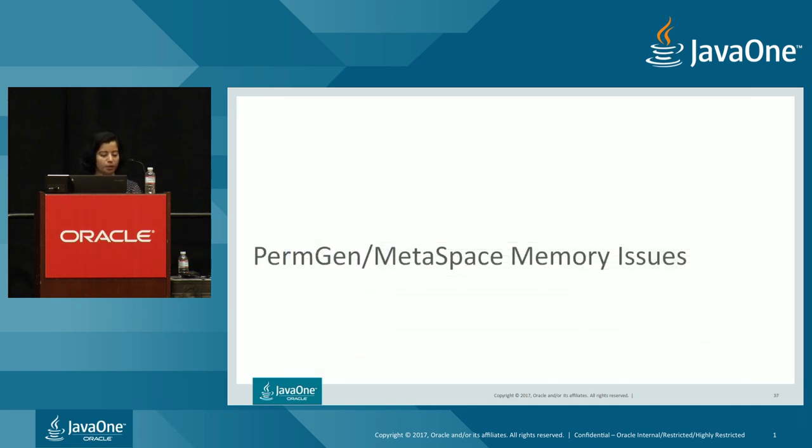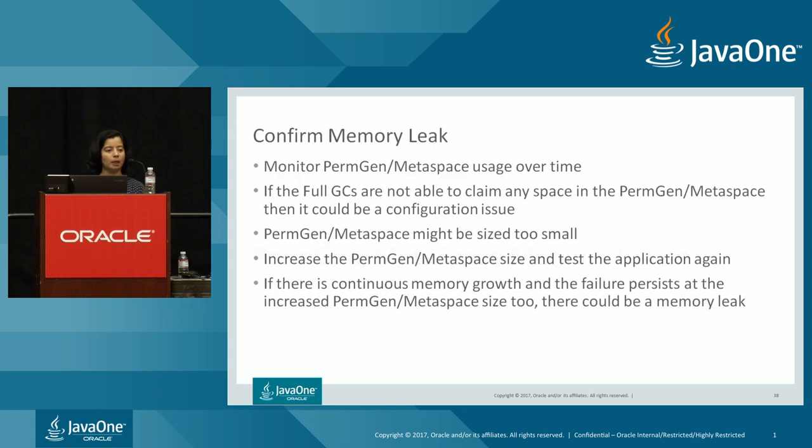Now, permanent generation and metaspace memory issues. In this case as well, like we did with Java heap memory related issues, we first need to confirm if there is a memory leak. Monitor your permanent generation or metaspace usage over time. If full GCs are not able to reclaim any space from metaspace or permgen, that could mean that your permanent generation or metaspace is not sized appropriately. Increase the size and test your application again. If, after the application reaches a steady state, its occupancy still keeps growing, that would indicate that there is probably a memory leak.